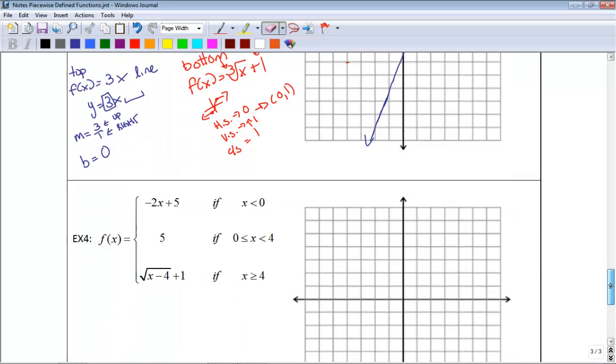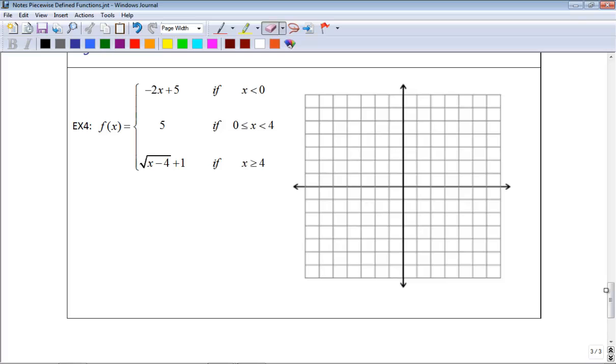Last example that we have, example 4. Same thing, I need to graph this piecewise defined function. But this one has 3 different equations, and it looks like it's got a lot of mess going on in the middle. That's okay. So let's just figure out what's going on for each one of these.